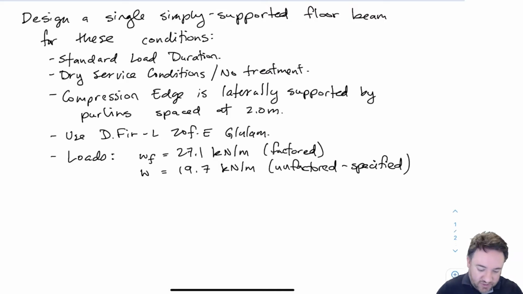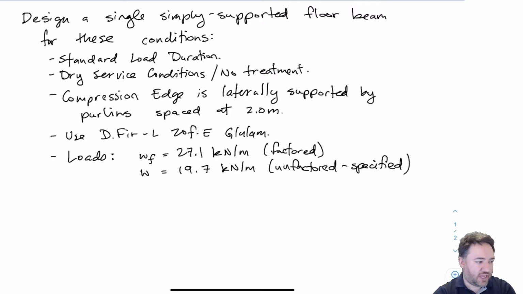So let's get started. These are our requirements for this beam. We're designing just a simply supported beam under standard load duration, dry service conditions. This is an interior beam, most likely. I've given a lateral support to the top beam edge, which is something that we're going to use in our moment calculation. And I've specified that we're going to use Douglas fir larch 20F-E grade glulam.